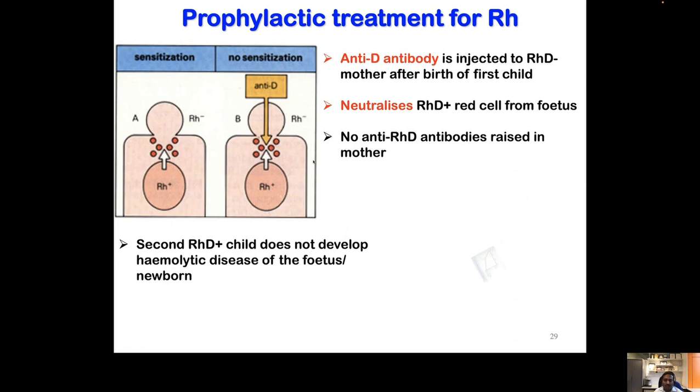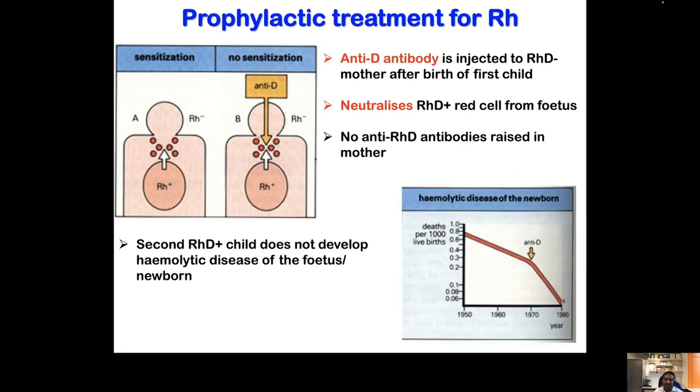So how can we avoid this condition, particularly by giving anti-D antibodies? If the mother is producing a baby with Rh positive, but the mother is negative, then immediately after the first childbirth, you infuse anti-D antibodies. These are antibodies produced against the Rh antigen.